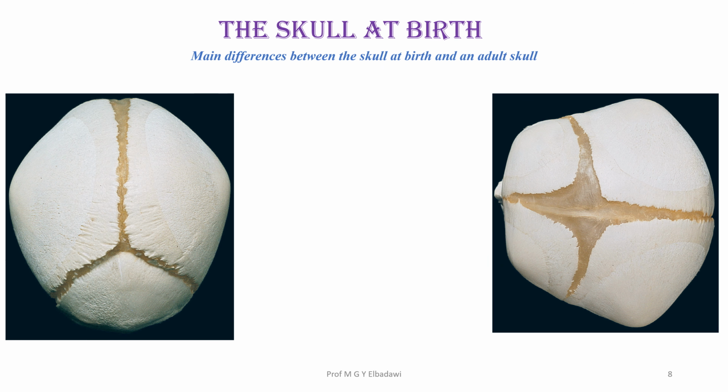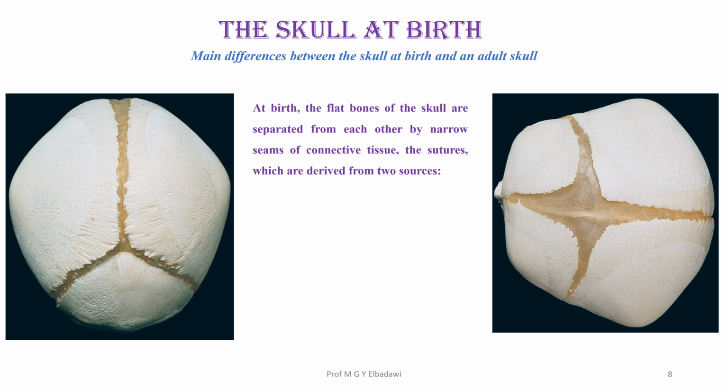And mainly to see the main differences between the skull at birth and an adult skull. At birth, the flat bones which form the vault of the skull, which surround the brain, as we said, are separated from each other by narrow strips of connective tissue, which we call the sutures. They are fibrous joints. These are the sutures here, and those sutures are derived from two sources.